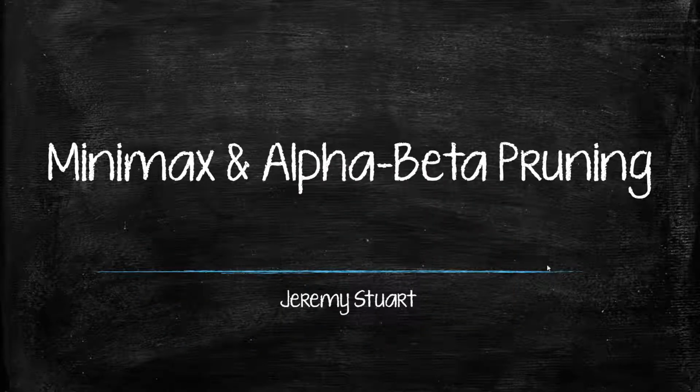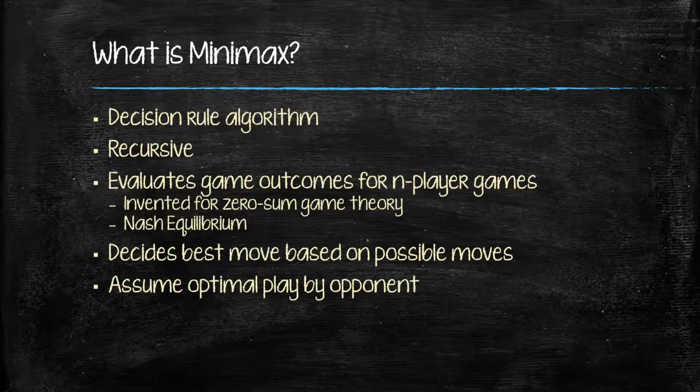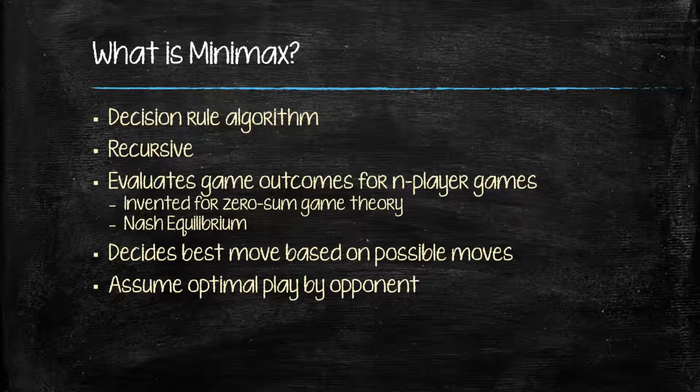There we go. And we'll get started with the Minimax algorithm and alpha-beta pruning. So first off, what is Minimax? Minimax is a decision rule algorithm. It's important to know that it uses recursion. What it does is it evaluates game outcomes for n-player games. This is to say that it figures out what is going to happen based on future possible moves. It can work in multiplayer games, so usually it's done with 2 players, but it can work with more players. It just gets very complicated when it does that.